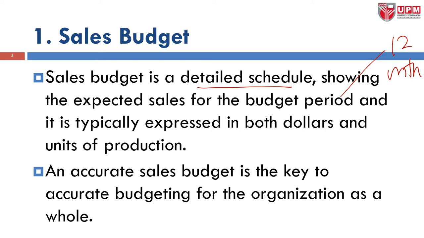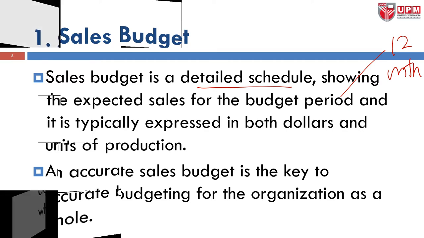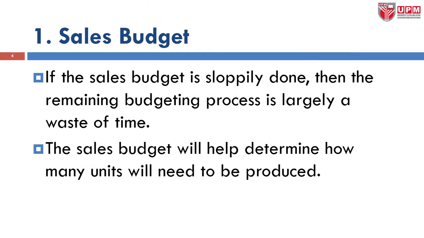An accurate sales budget is the key to accurate budgeting for the organization as a whole. So this is an important budget that will contribute to the master budget. If you get it wrong in the sales budget, you will eventually get it wrong at the end of the master budget. So if the sales budget is sloppily done, what does it mean? You don't accurately put all the numbers, then the remaining budgeting process is largely a waste of time.